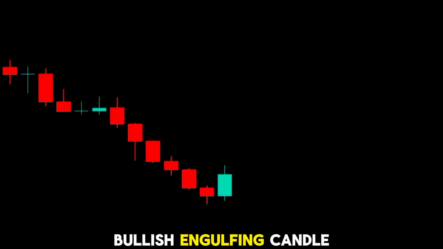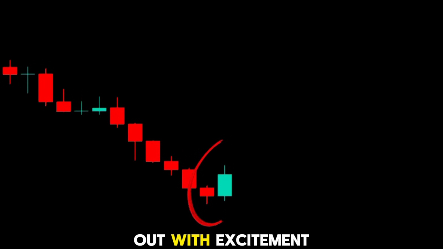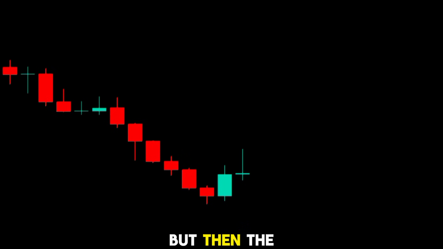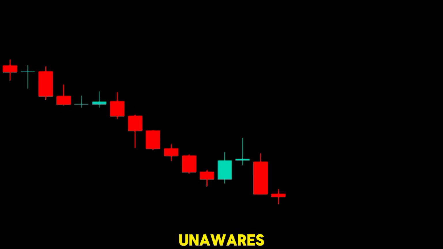They see a bullish engulfing candle and they burst out with excitement, thinking it's a great time to buy the asset. But then, the market takes them unawares, like a sudden crack of thunder in a clear blue sky. It feels like they are walking into a glass door, while thinking it was open the whole time.